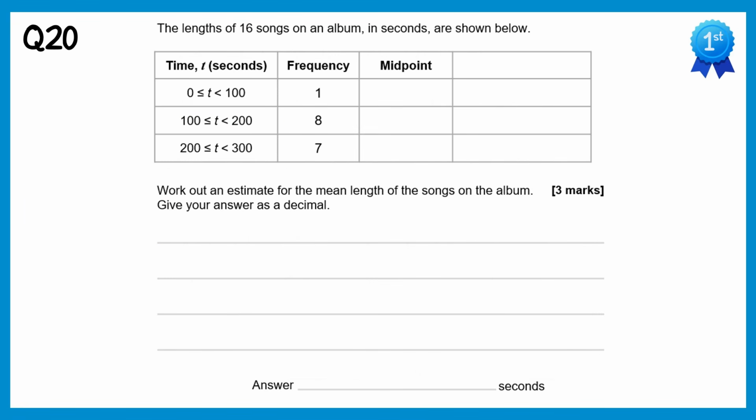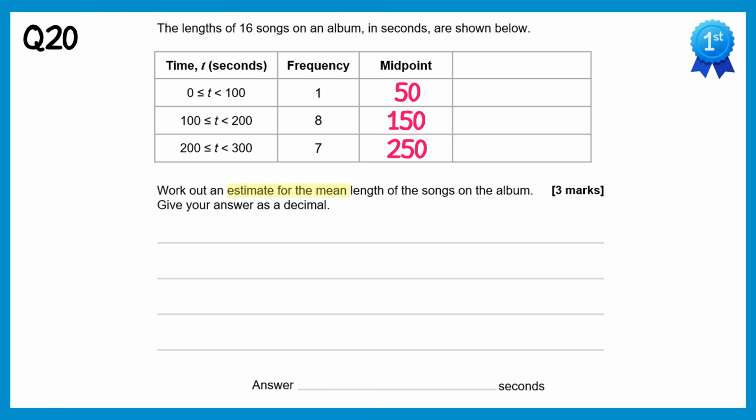For this question, we've been asked to work out an estimate for the mean length of the song. To do this, we're first of all going to write down the midpoint of each of the groups. So we've got this first group from 0 to 100, the middle of that is 50. Then this next group from 100 to 200, the middle of that is 150, and for the final group from 200 to 300, that's 250.